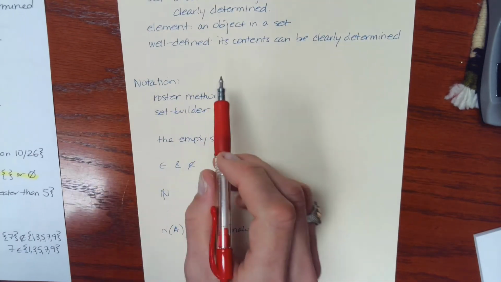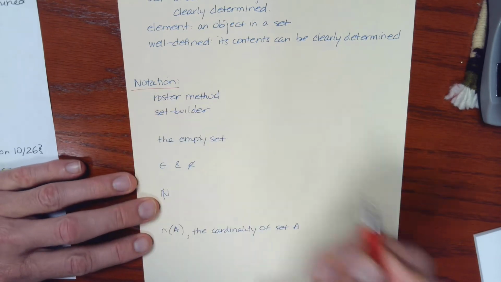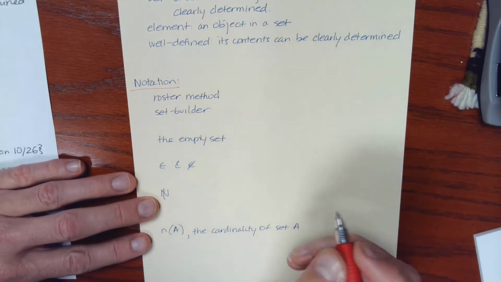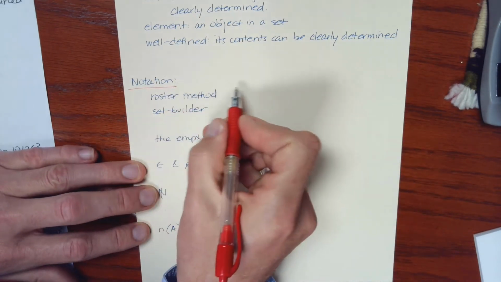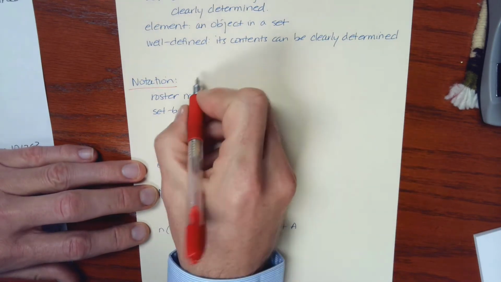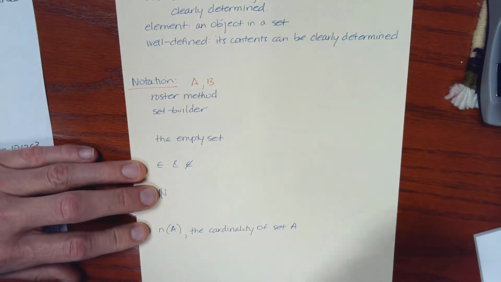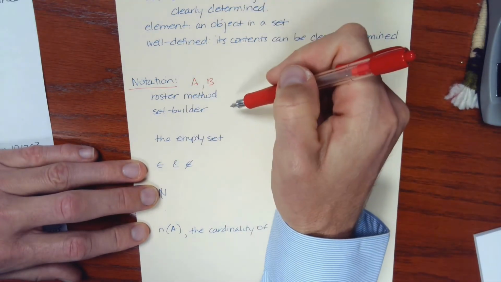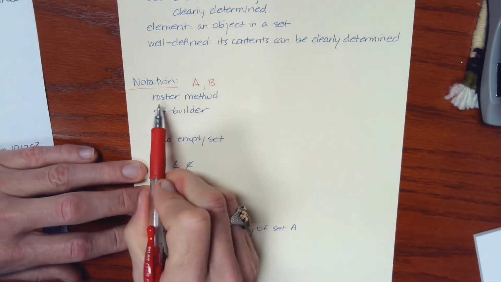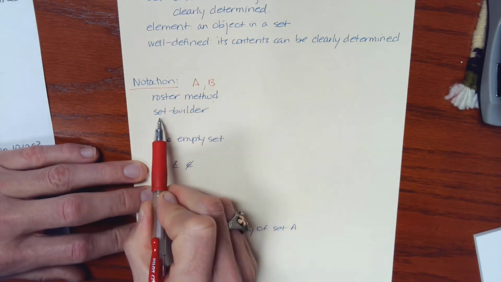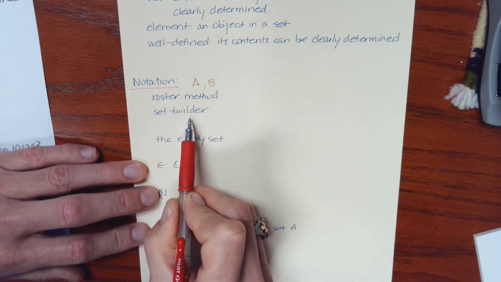All right, so let's talk about some of the notation that we'll use in sets. First of all, we often name a set with a capital letter, such as A or B. And the way that we can define that, there are two different methods. One's called the roster method, and another is a set builder method.